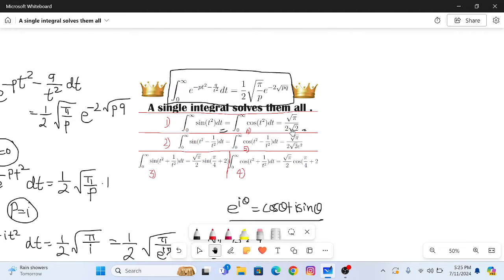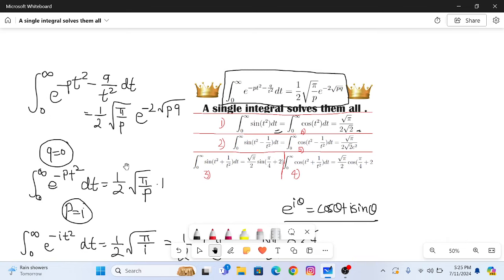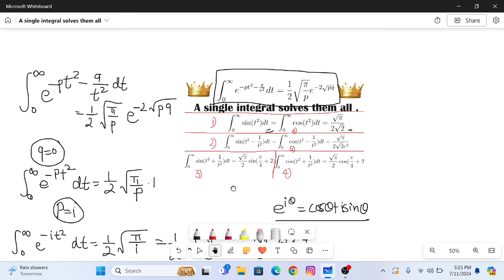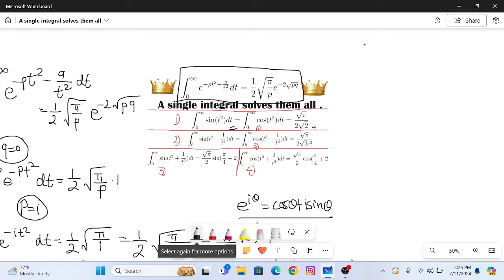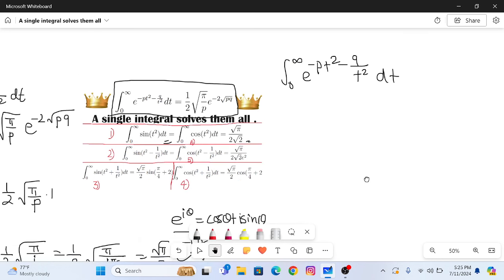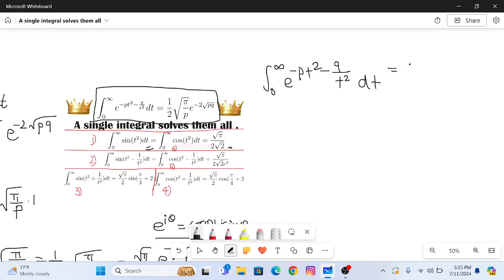Now the first two are done. Now for the second and second last as well as third and third last, we will use the original integral without putting q as 0. In the original integral, where we have the integral from 0 to infinity of e to the power minus pt square minus q by t square dt, this is equal to 1 by 2 root pi by p e to the power minus 2 root pq.